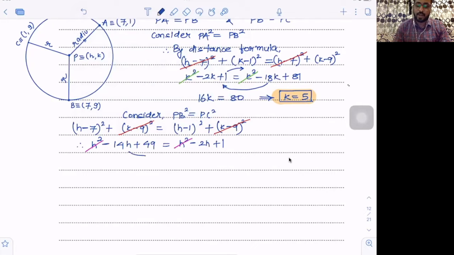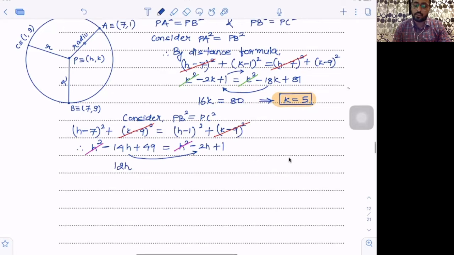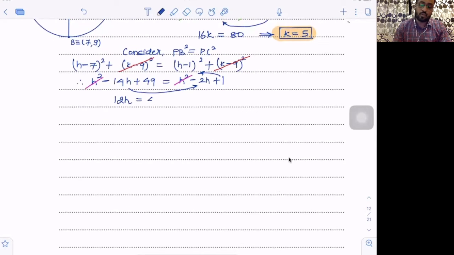So I can send the minus 14H on this side, it becomes plus 14H. So 14H minus 2H will give me 12H. And send the 1 on the other side. There is 49 present on that side. So 49 minus 1 gives you 48. So 12H is equal to 48. That implies H will become equal to what? 48 divided by 12, which is 4.